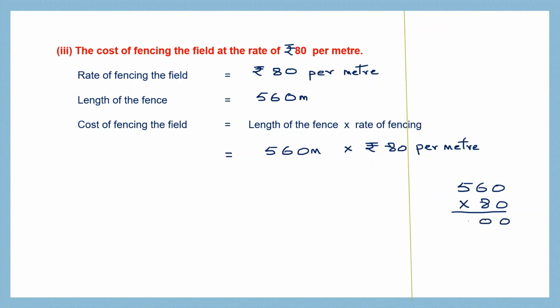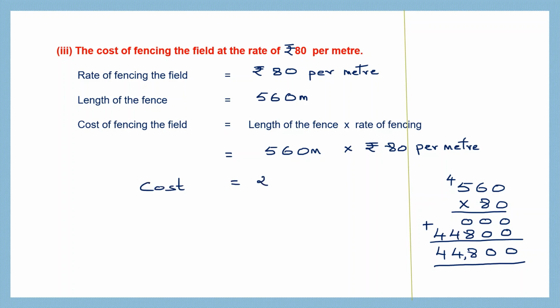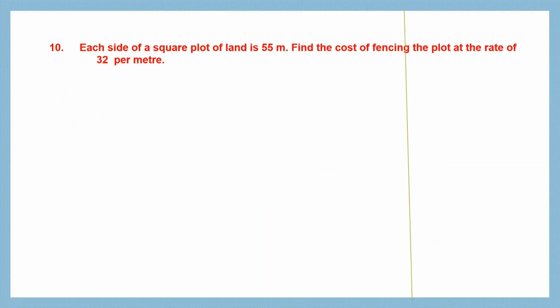So 0, 0 and 0. So we begin with a 0. Now 8 zeros are 0. 8 sixes are 48, carry 4. 8 fives are 40 plus 4, 44. Now add this up. 0, 0, 8, 4 and 4. So that is 44,800. So the cost of fencing the field is rupees. You need to write the unit. 44,800. So we have found the third part of the question. We found the answer to that, which is 44,800 rupees.